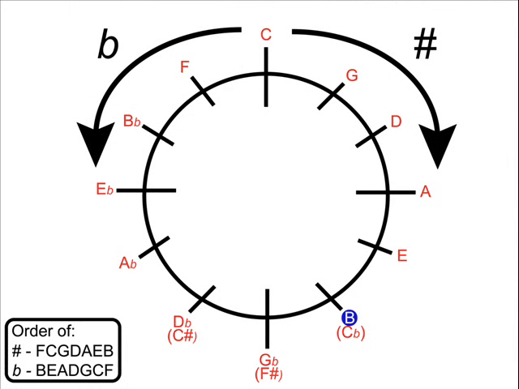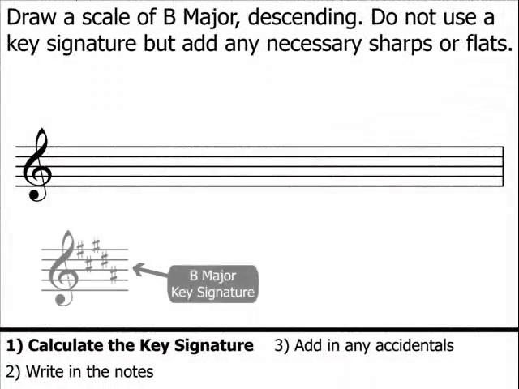Here's the B. Starting at C, it is 1, 2, 3, 4, 5 notches away from the C on the sharps side of the clock. Therefore, we take the first 5 letters of our order of sharps. So that's F, C, G, D, and A. Make a note of this. Step 1 is complete.